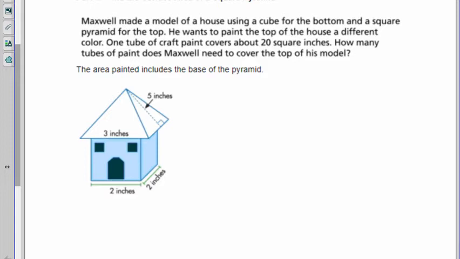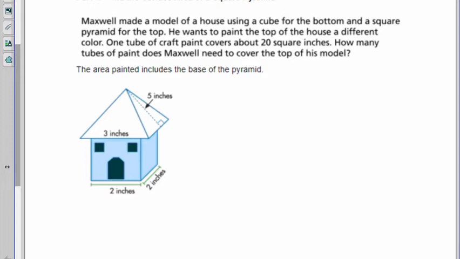So Maxwell has this house that he's made, this model, and he's got a pyramid for the roof, and he wants to paint the top of the house a different color. So anyway, he has a tube of craft paint that covers 20 square inches, and we want to know how many tubes he needs to cover the top of the model. And we're going to include the base of the pyramid in our calculations. So that's kind of important to know, even though it might not all show. We're going to paint the entire bottom.